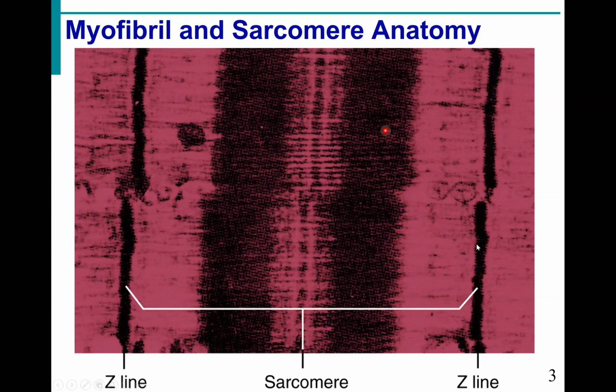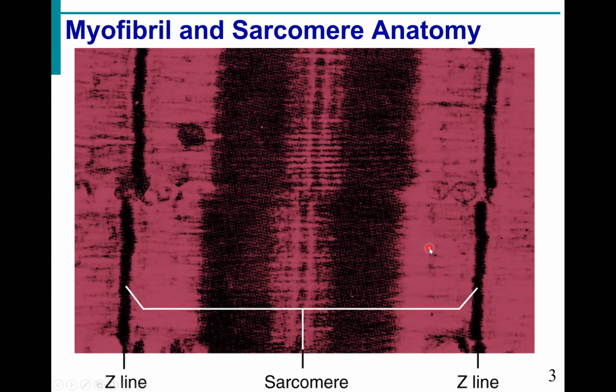So here's one myofibril, here's the second. Here is our sarcomere from Z disc to Z disc. Here is our I band, which crosses the Z disc. Here is our A band that contains the myosin. Here is our H zone, and right at the center is the M line.